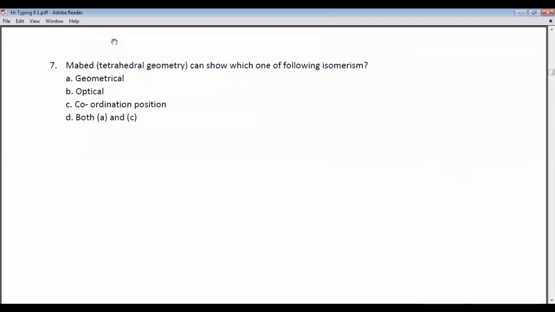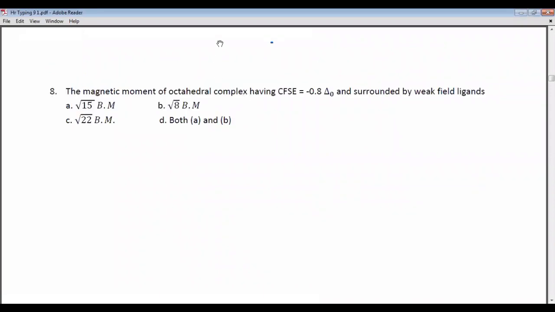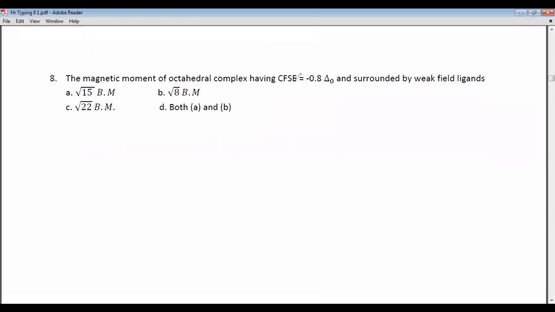The next: MABCD tetrahedral geometry. In tetrahedral geometry, there is no geometrical isomerism, and MABCD can form what? Optical isomers. That means MABCD can form optical isomers. Which of the following isomerism is observed means only optical. The next question is that the CFSE of an octahedral complex is minus 0.8 delta, surrounded by a weak ligand.